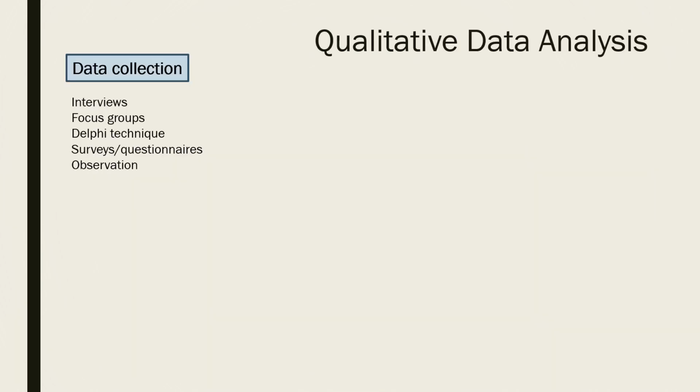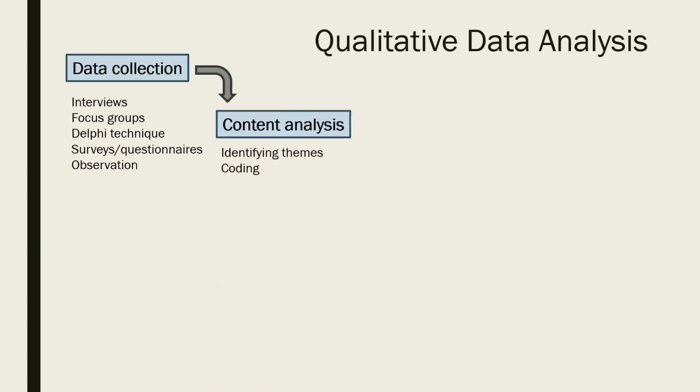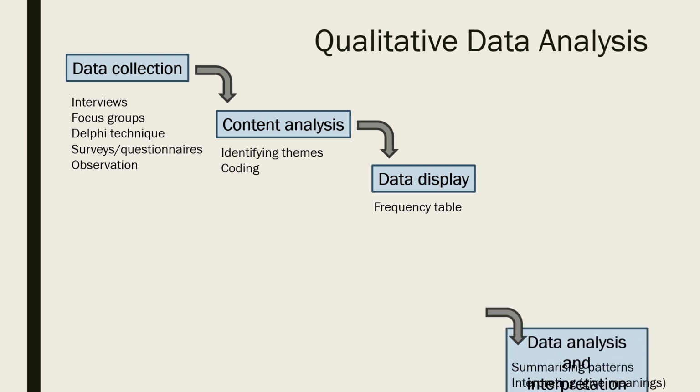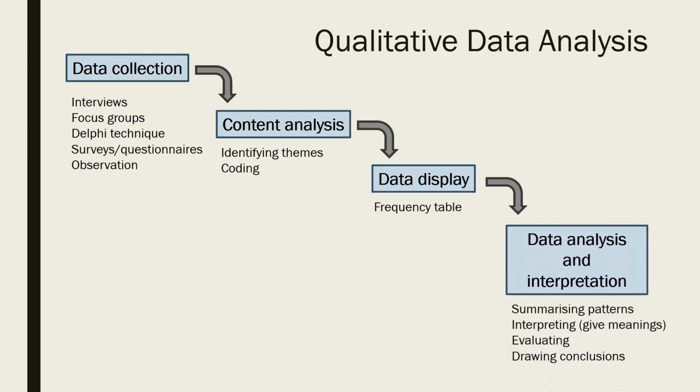Let's now go through the qualitative data analysis process. After collecting qualitative data via your chosen technique, it needs to be analysed via content analysis. This is how the data is simplified and coded into a series of themes, which are then tracked and their frequency calculated. The results of content analysis are then summarised in a frequency table, after which you analyse and interpret it. This involves summarising patterns in the data and interpreting it where you give it meaning using psychological concepts and research literature. You also need to evaluate your data and the procedures used and draw conclusions.